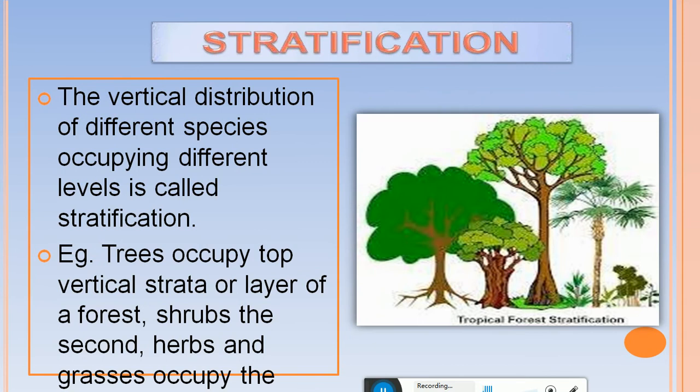So stratification means the different species. If you take a forest ecosystem, you might have seen the bigger plants, the canopy kind, the higher plants, then you might have seen the coconut trees or date trees, then you have small shrubs and herbs. So there are various types of plants and plant species. Different species occupying the different levels is called stratification. It is usually seen in the bigger forests, where you will find different kinds of species of trees ranging from the smaller plants to very big trees.